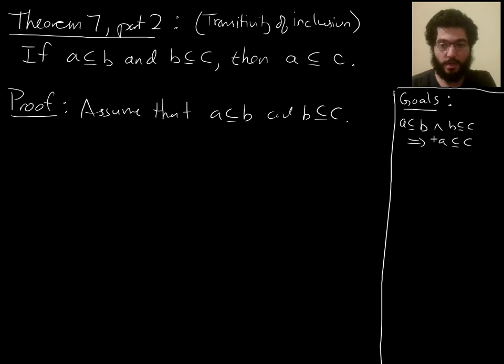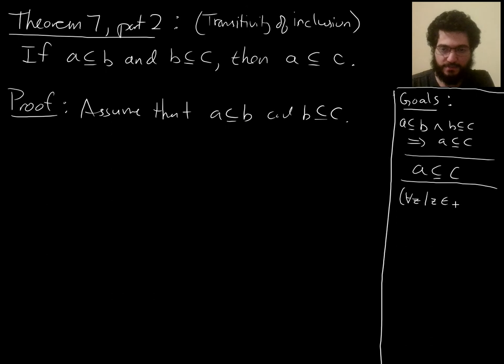And now my goal updates. The goal is now to prove the conclusion. So this is the goal I now have in mind. Prove that A is a subset of C. But I can rewrite this using the definition of subset, the definition of inclusion. My goal is to prove that for all Z, if Z is in A, then Z is in C. So my goal is to prove that every element of A is an element of C.